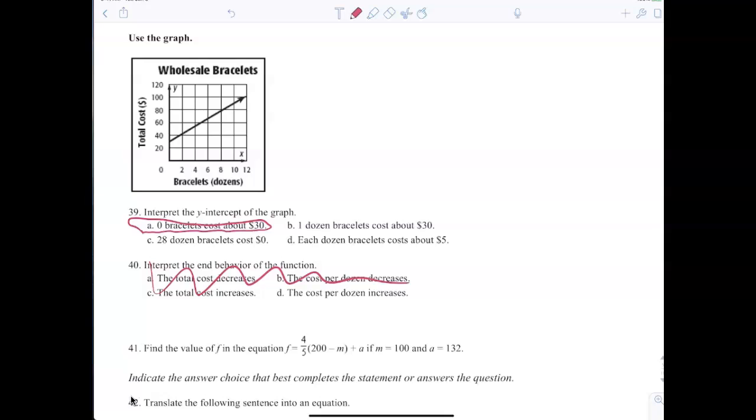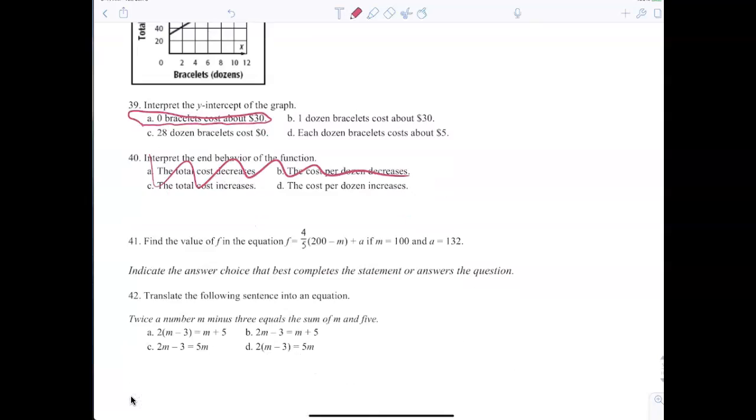$30. Now, some of you might be saying, how could 0 bracelets cost $30? Because in business, you have startup costs, right? So you have all the costs associated with making the bracelet before you start. All right, is everybody okay with that? Everybody good? All right, here we go.